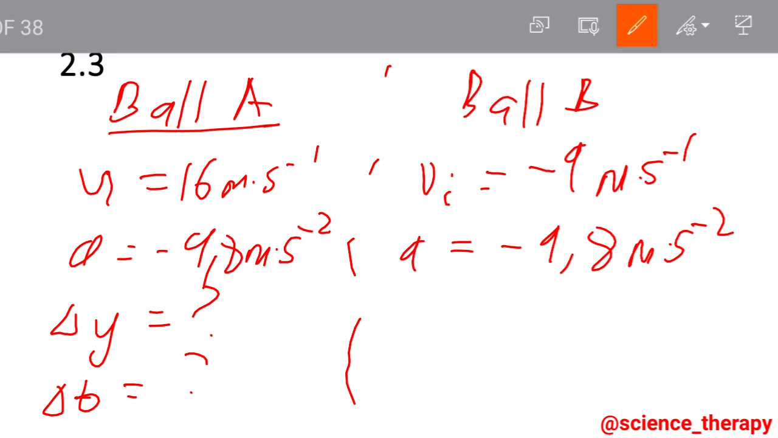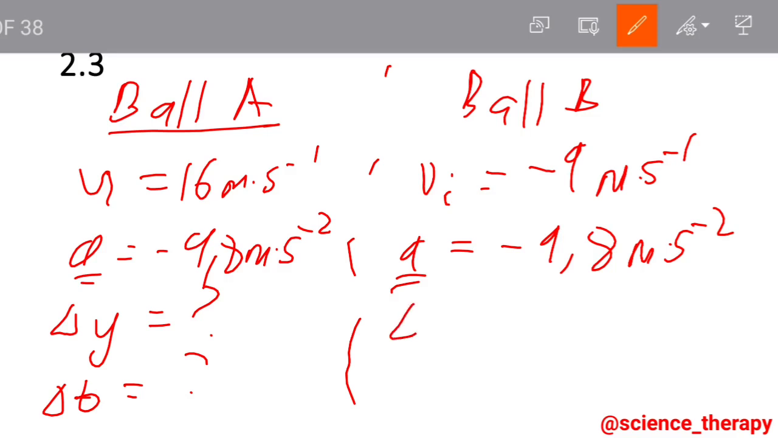So remember this one, the acceleration is affected by which side you choose as positive. If you choose downward as positive, then a is positive 9.8 meters per second squared. If however you choose upward as positive, then our a is negative 9.8 meters per second squared.